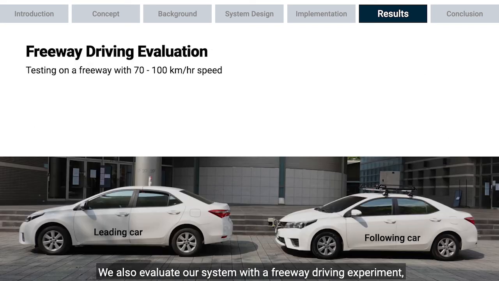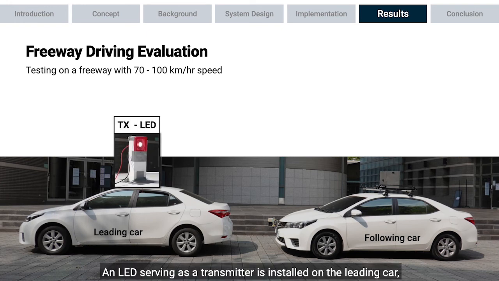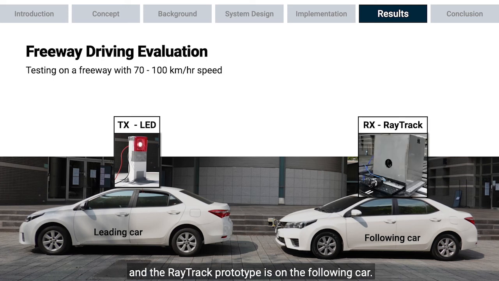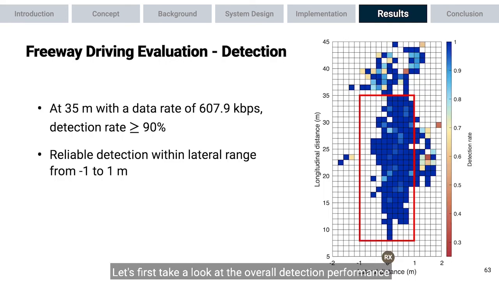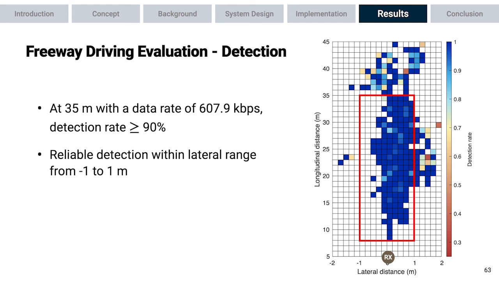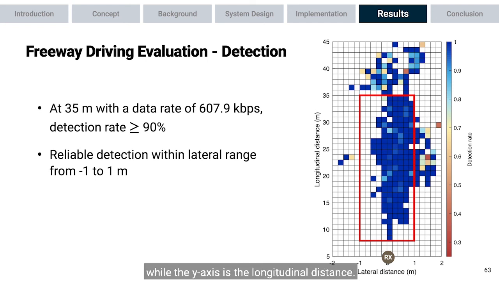We also evaluate our system with a freeway driving experiment including lane changing and turning maneuvers. An LED serving as the transmitter is installed on the leading car, and the RayTrack prototype is on the following car. A LiDAR and a camera are used to obtain ground truth. Let's first take a look at the overall detection performance in the driving evaluation. In this figure, the x-axis is the lateral distance while the y-axis is the longitudinal distance. The following car is assumed to be located at the origin. The box here represents the relative position of the leading car with respect to the following car. As you can see, the system can achieve a detection accuracy of over 90% at 35 meters. In addition, reliable detection can be performed with lateral distance ranging between -1 and 1 meter.